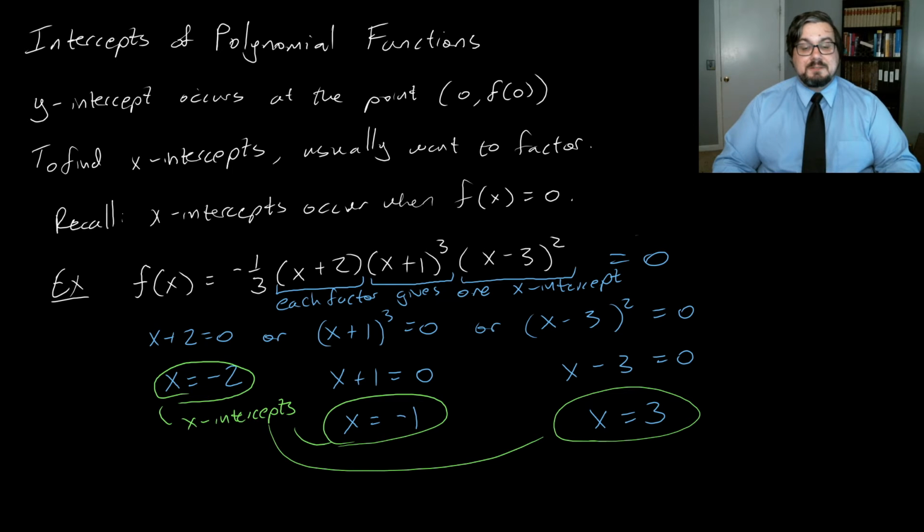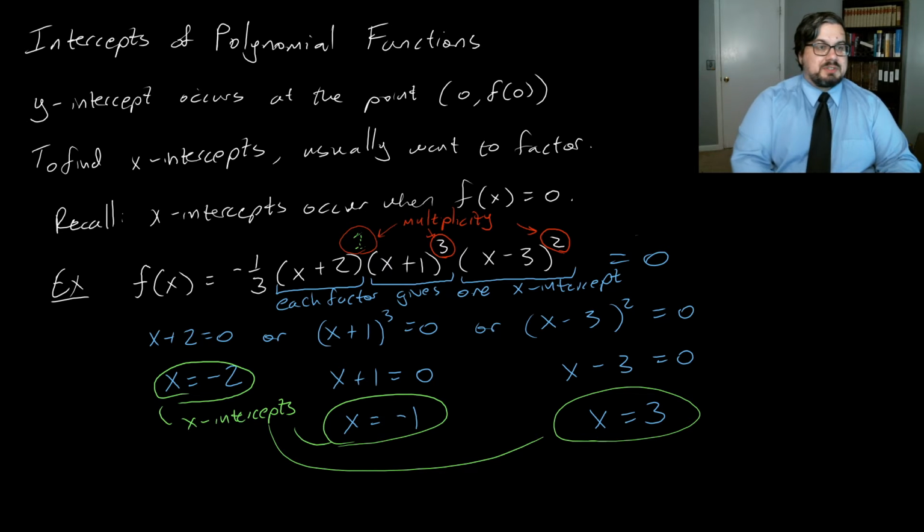One coming from each of these factors here. However, there is some difference between them, and it has to do with the power that appeared on each one of these factors. So we've got a power of 3 that appeared on the factor x plus 1, a power of 2 that appeared on the factor x minus 3, and there's an invisible 1 sitting as the power of the factor x plus 2. These numbers are important. These numbers are going to determine what we call the multiplicity of each of these intercepts.